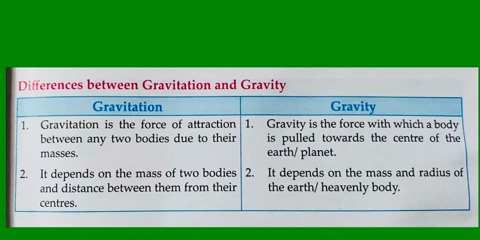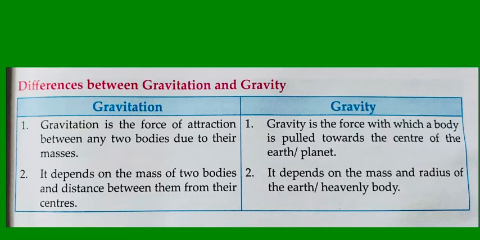Be clear about one thing: if there are two similar types of bodies, like two small balls, or two heavenly bodies, the moon and the earth, in that case the force of attraction is called gravitation. But in the case of gravity, one body must be a heavenly body and the other body should be a small body. So this is the major difference between gravity and gravitation.